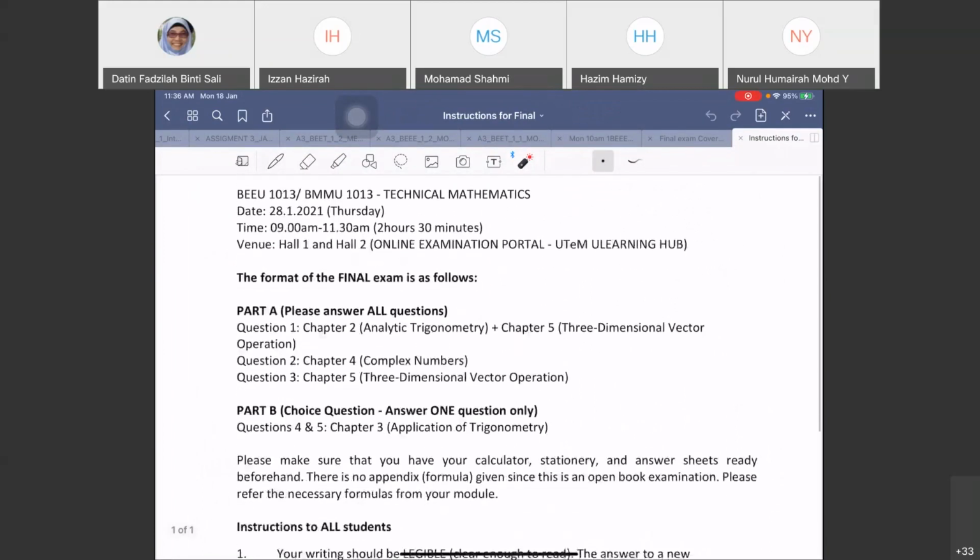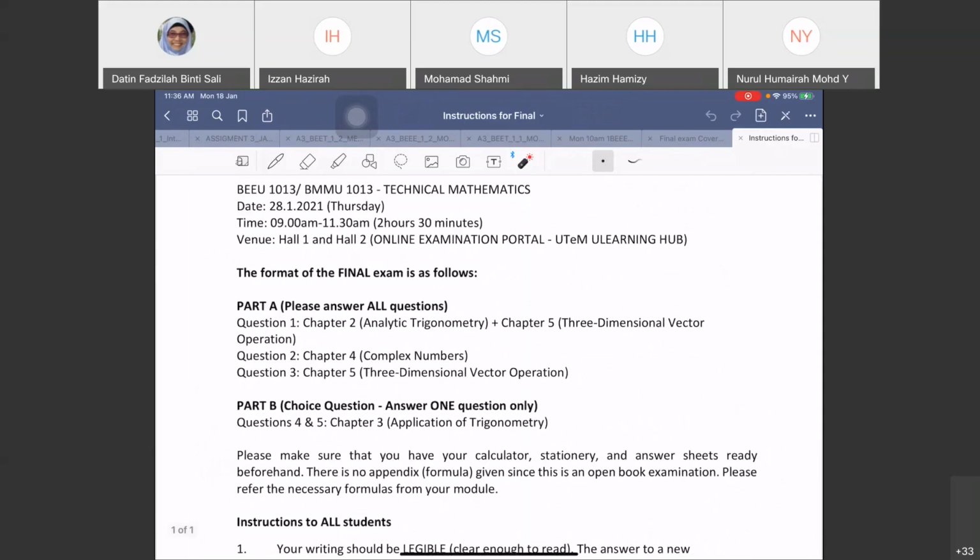Perhaps the format of the final exam. So basically, you have two parts. You have part A and you have part B. Part A, answer all. So it's like compulsory. You got to answer all. So you got 3 questions for part A.